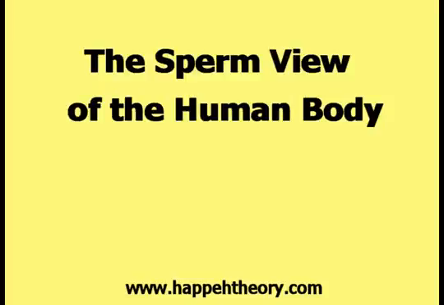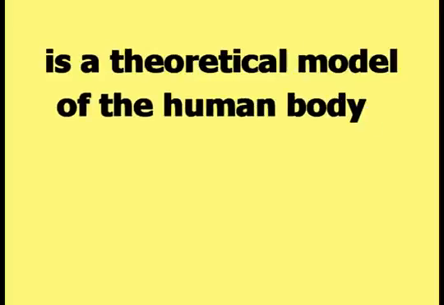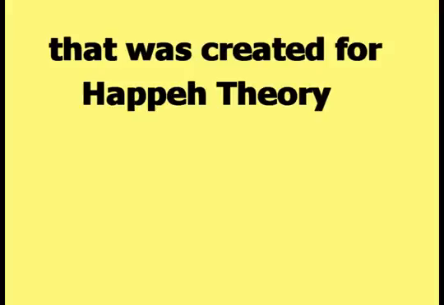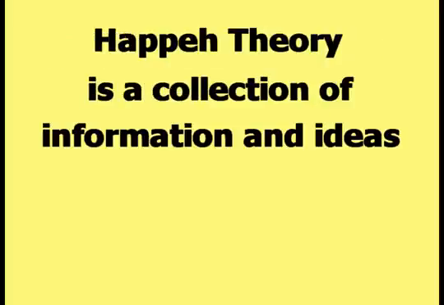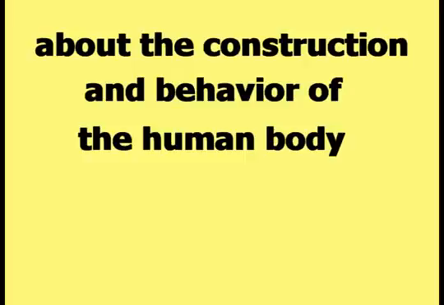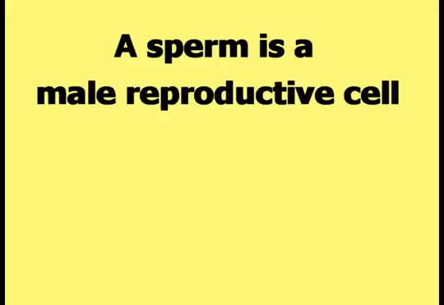This video is about the sperm view of the human body. The sperm view of the human body is a theoretical model of the human body that was created for happy theory. Happy theory is a collection of information and ideas about the construction and behavior of the human body. A sperm is a male reproductive cell.